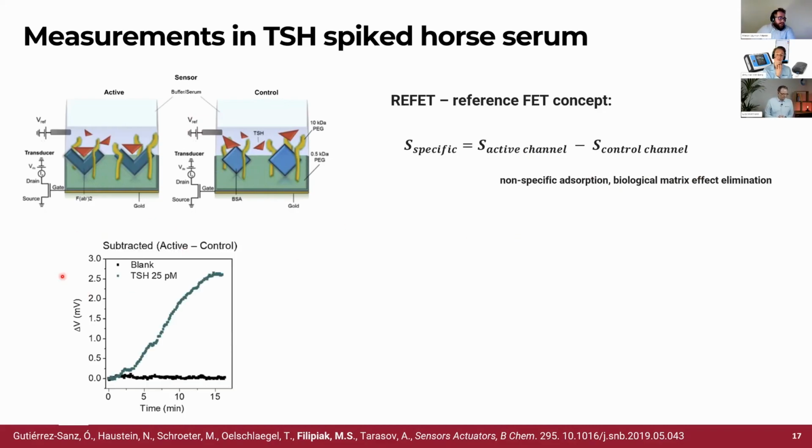Here, you can see that we performed measurements. This is already a subtracted curve. So with a blank, meaning that there's just the spiked horse serum, after subtraction of the active and control channel, there's basically no voltage shift, no signal at all. Whereas when we add the 25 picomolar TSH, we can see that there is some potential change difference here. So having this as a baseline, we can get a very, very precise and very nice measurement.